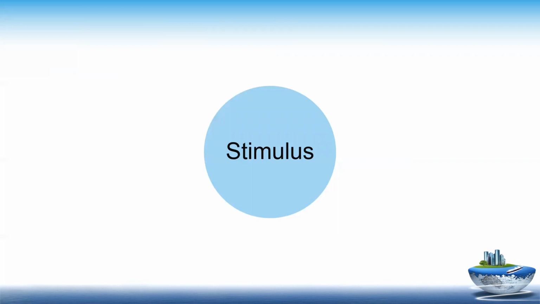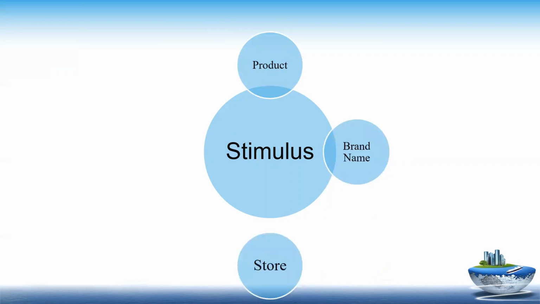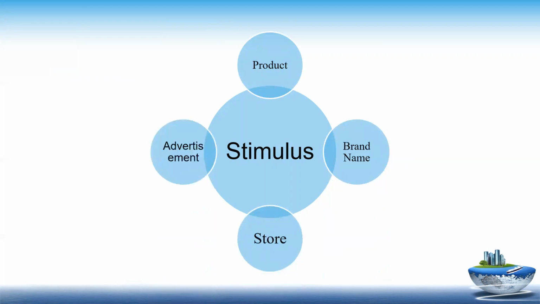If we talk about marketing, what could be the possible marketing stimulus which creates immediate response of consumers? So it could be a product, it could be a brand name, it could be a store, it could be the advertisement. So all these things can create an impact in the mind of consumers and incite him or her to give some kind of response through sensory organ.